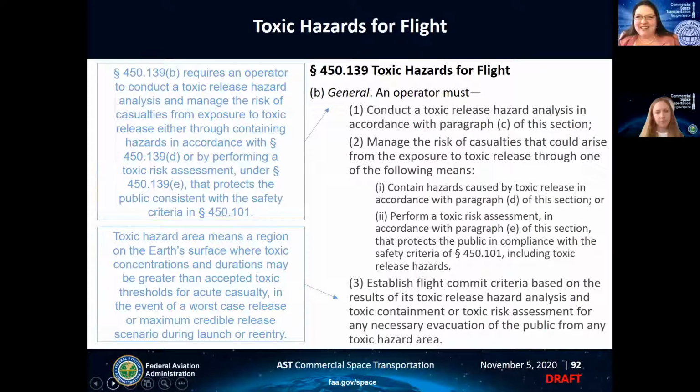Okay, paragraph B requires an operator to conduct a toxic release hazard analysis and manage the risk of casualties from exposure to toxic release, either through containing the hazards, which will be discussed in section D, or by performing a toxic risk assessment in paragraph E, and that they protect the public consistent with the safety criteria in 450.101.